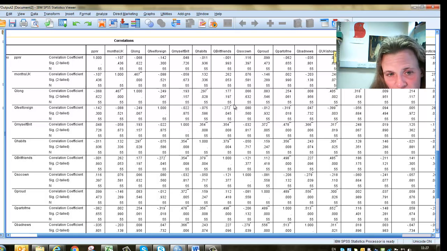And all the ones with a little star above it are significant correlations. So for instance, what do you think you can see here in this little box? That's the correlation between feeling like a foreigner in the UK and having many British friends.